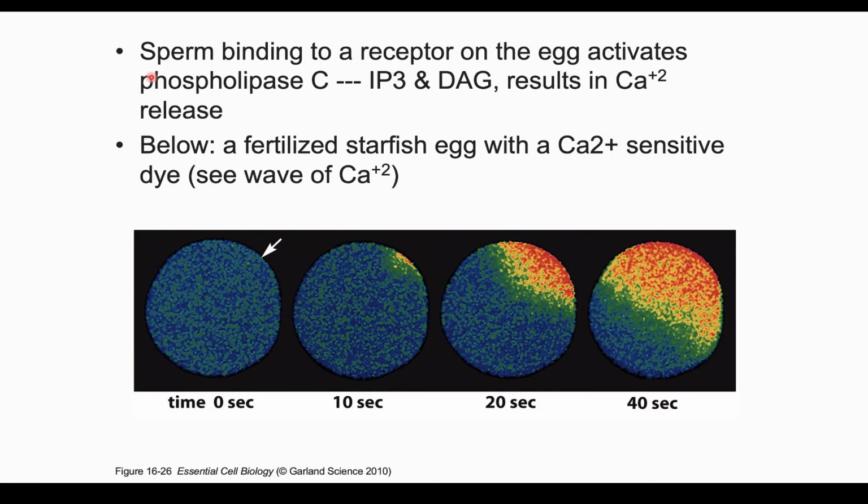So the sperm you're going to think of as the ligand, and it binds to a receptor on the egg that activates phospholipase C. And we get a release of IP3 and diacylglycerol, which results in calcium being released from the ER. In the picture below, they're showing an egg with a dye that shows you the intensity of calcium signaling. So we have the image here, but I'm going to show you a video of that with more detail.